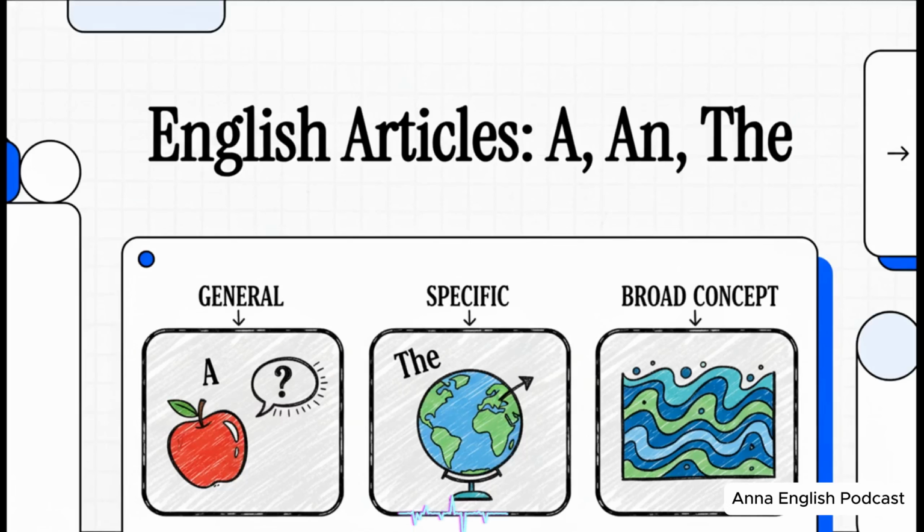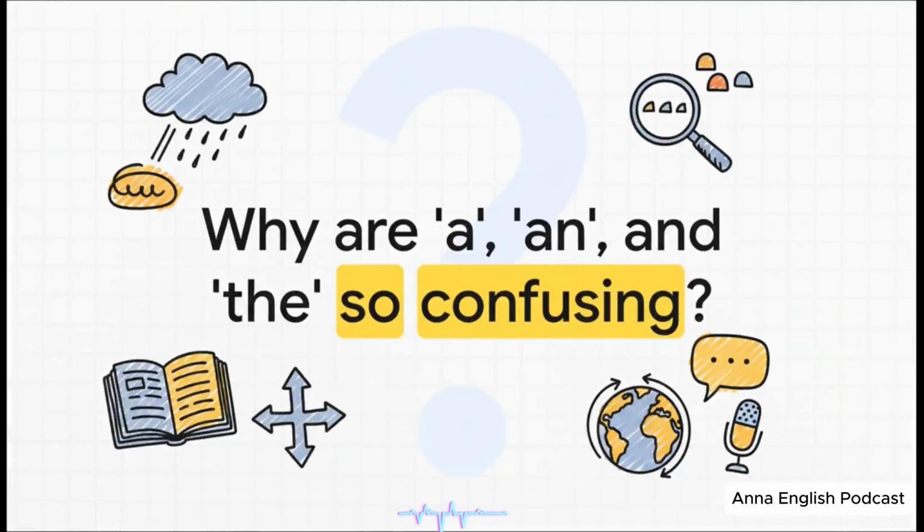Today we're going to tackle three tiny little words that cause so much confusion in English: a, an, and the. I mean, if you've ever felt totally lost about which one to use, don't worry, you are definitely in the right place. This is going to be your simple, super straightforward guide to finally getting them right. So let's dive in.